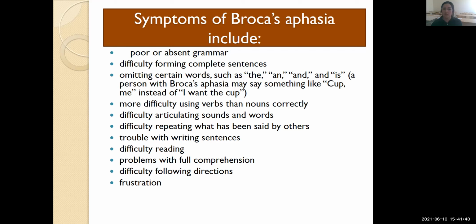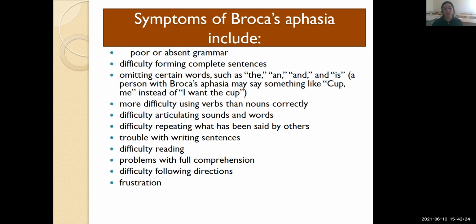Sometimes it is difficult for them to pronounce some sounds, mostly sounds with many letters, and it is difficult for them to pronounce the words properly. The next one is difficulty repeating what has been said by others. For these people, it is difficult to repeat the same sentences. And sometimes, if you ask these people to repeat the sentence, they can omit some words while repeating it.